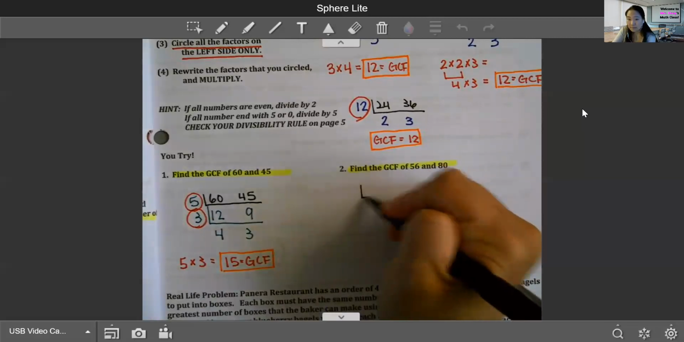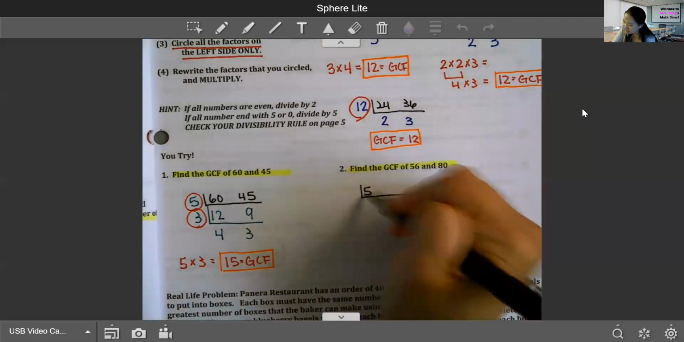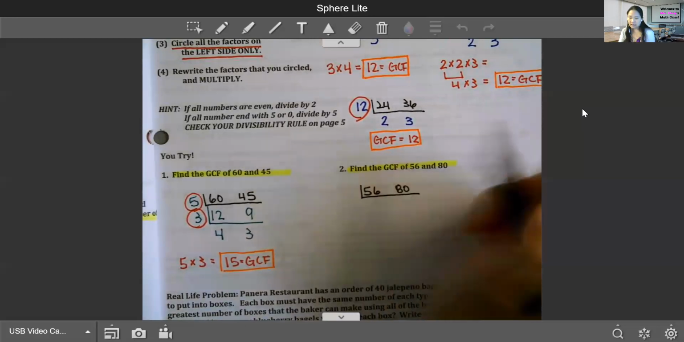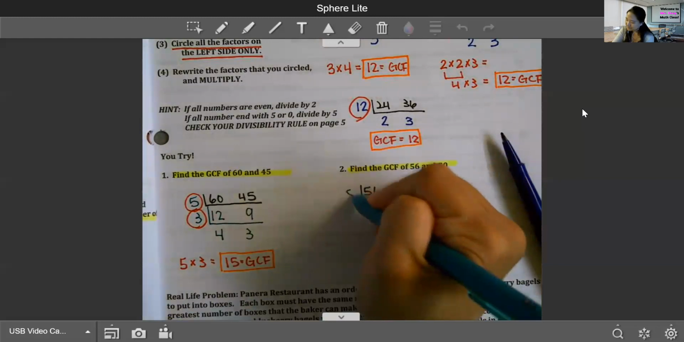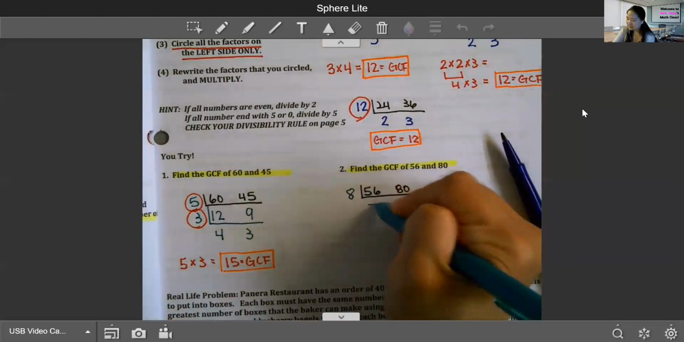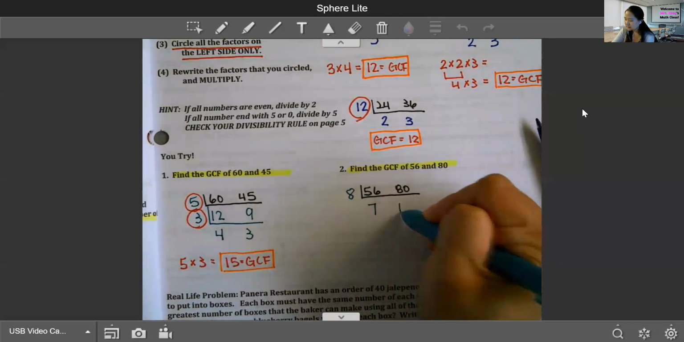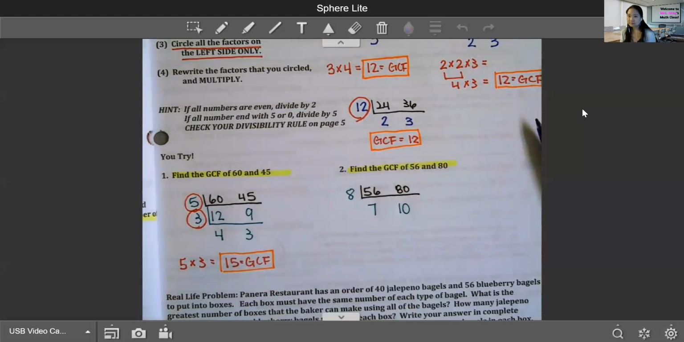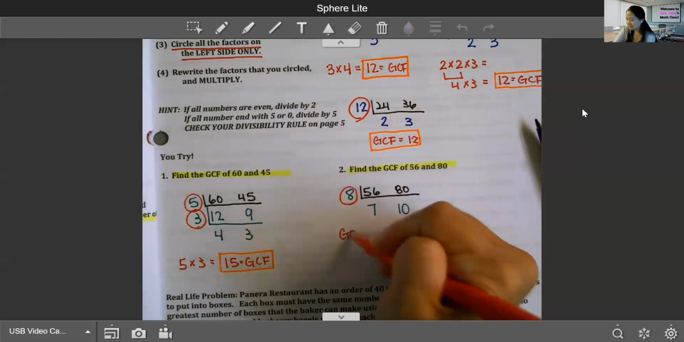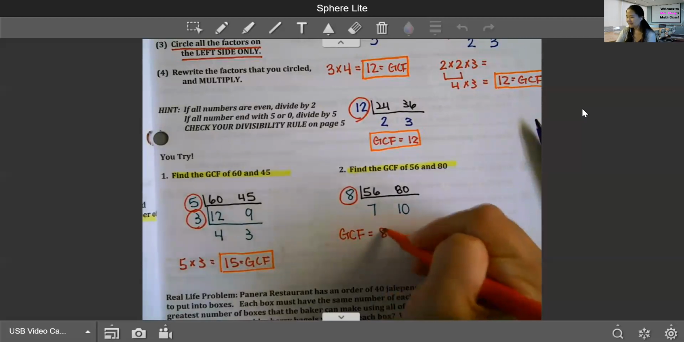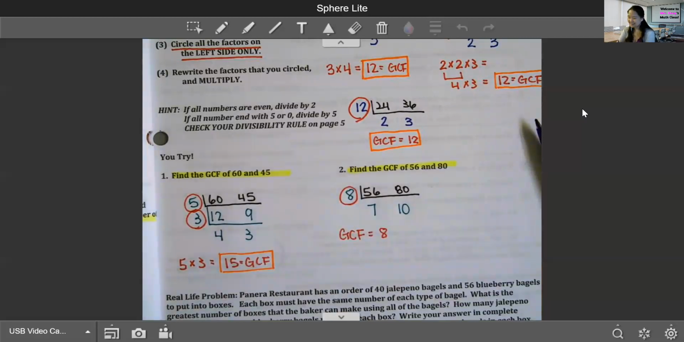Find the greatest common factor of 56 and 80. Okay, I'm gonna go ahead and divide by 8. 8 goes into 56 7 times. 8 goes into 80 10 times. Whoa, that's it. I don't have any more common factor. So I stop. My greatest common factor is 8. Look how simple that was.